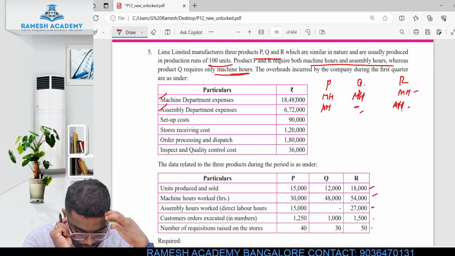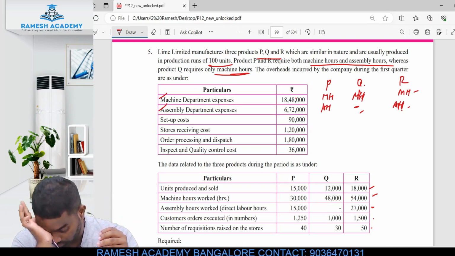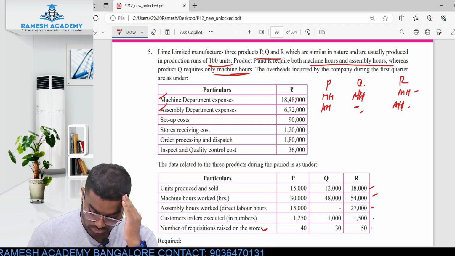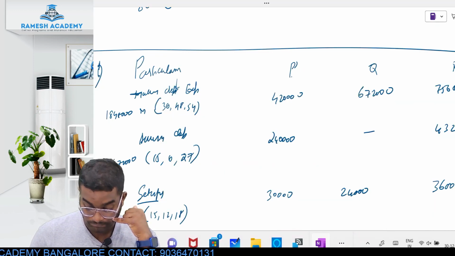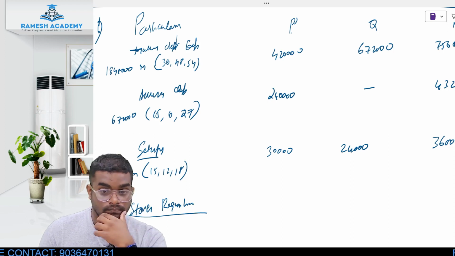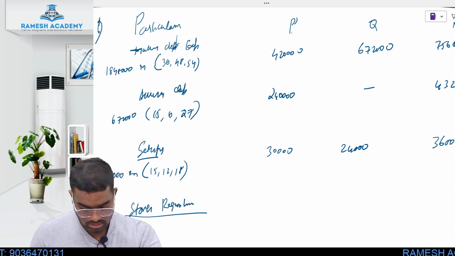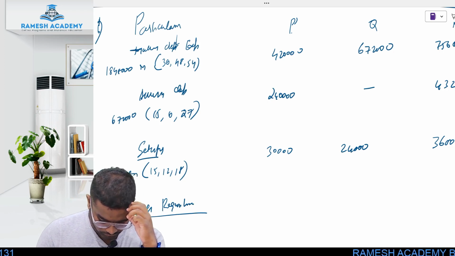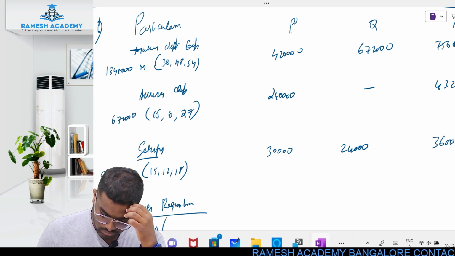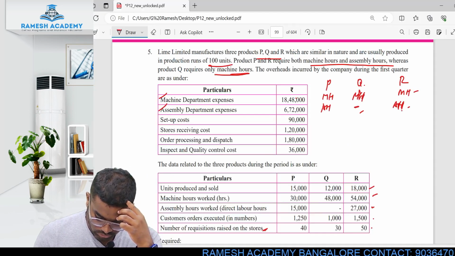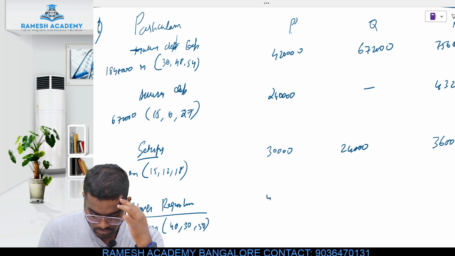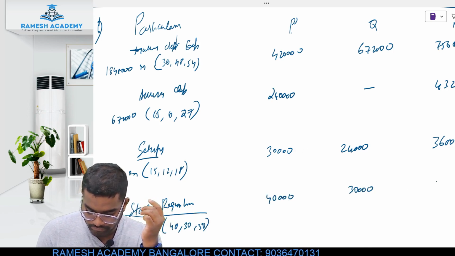Stores receiving. So stores receiving is 1,20,000. What could be our driver? We can take as number of requisitions, because number of requisitions raised in the stores is 40, 30, 50 and the cost is 1,20,000. So stores requisition. So it is 1,20,000 and the ratio of, what was the ratio? Stores requisition 40, 30, 50. So it will be 40,000, 30,000, 50,000.